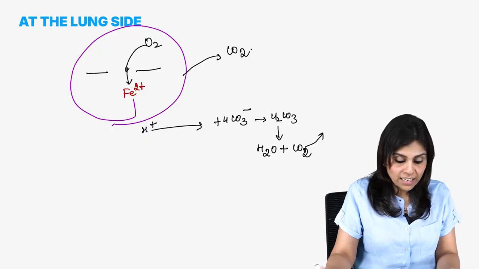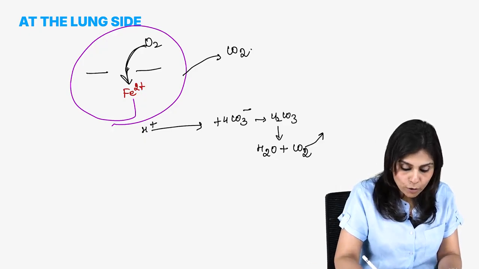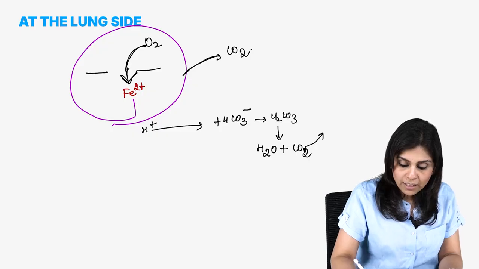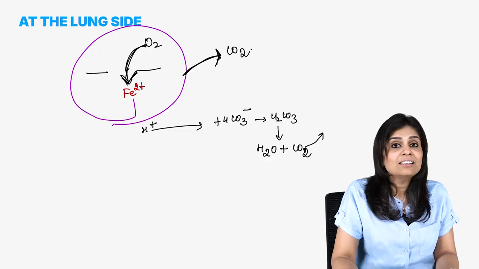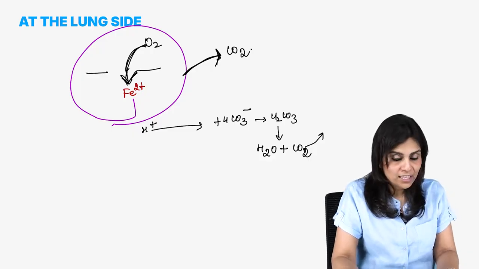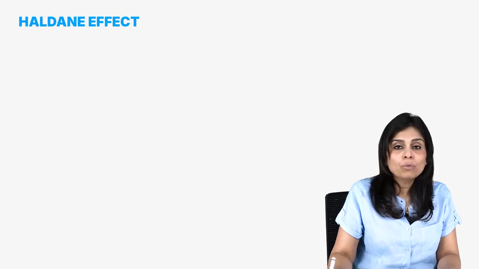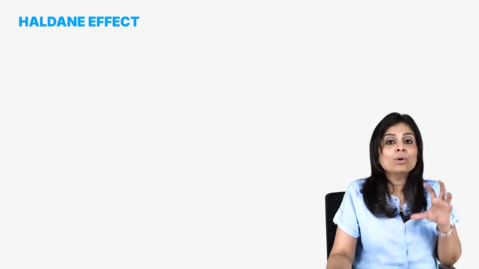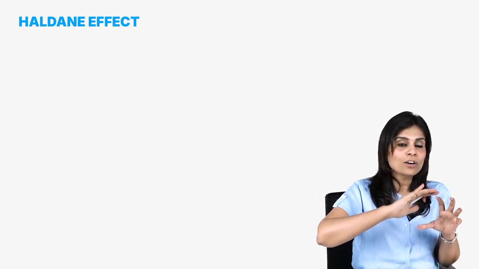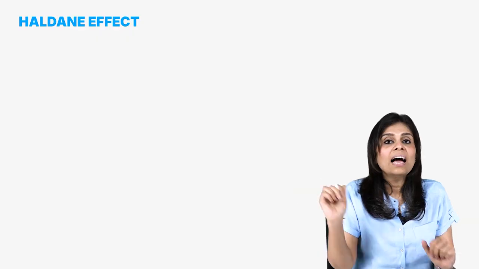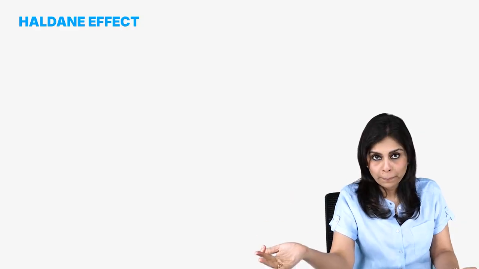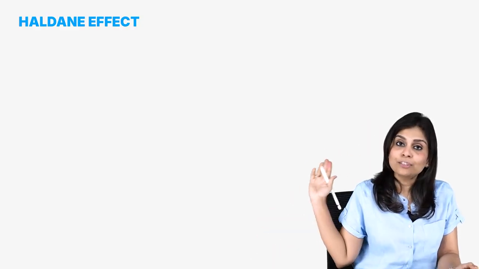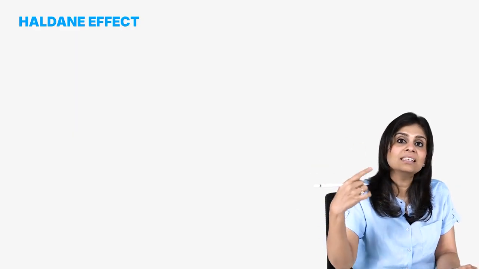So in the lung side, do you see a reciprocal binding of oxygen and carbon dioxide? Whenever oxygen binds, carbon dioxide has to leave, right? And that is called the Haldane effect. So tell me, what is Bohr effect and what is Haldane effect? Bohr effect is reciprocal binding of oxygen and H+. Haldane effect is reciprocal binding of oxygen and carbon dioxide. Bohr effect happens at the tissue side. Haldane effect happens at the lung side.